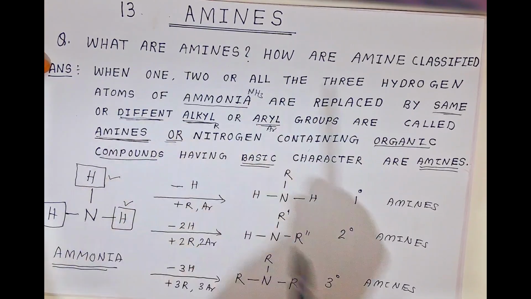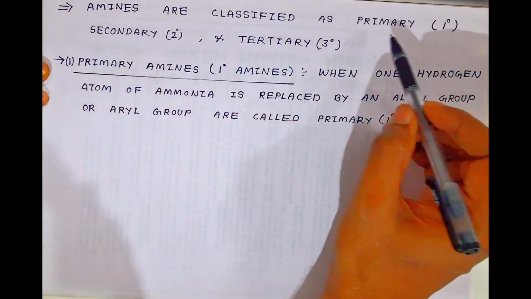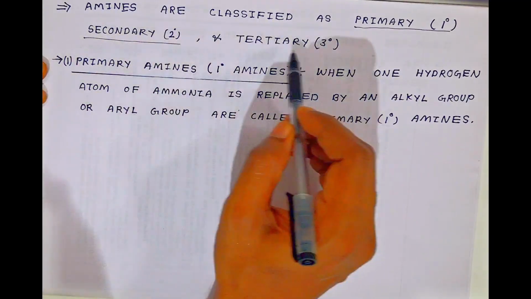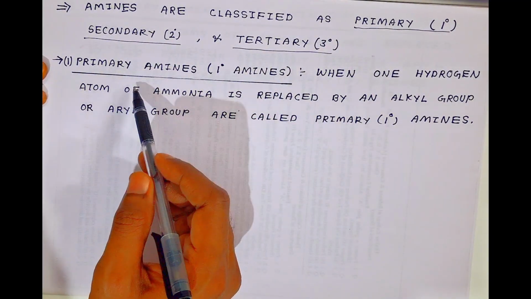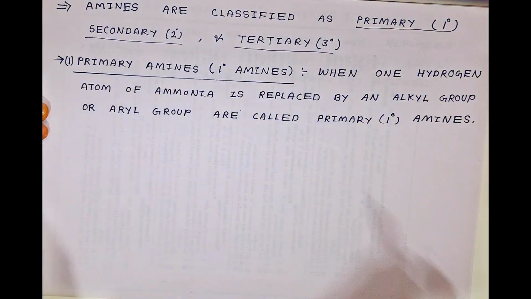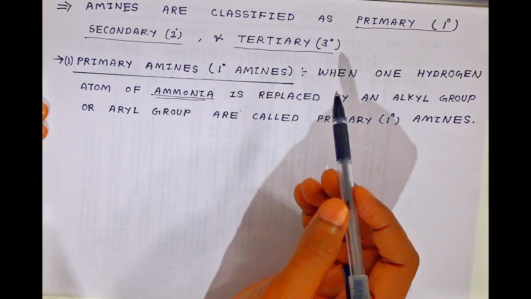Amines are also classified, which I have already explained: primary, that is first degree amines, secondary and tertiary amines. What are primary amines? First degree amines are those where one hydrogen atom of ammonia is replaced. Ammonia has how many hydrogens? 3 hydrogens.